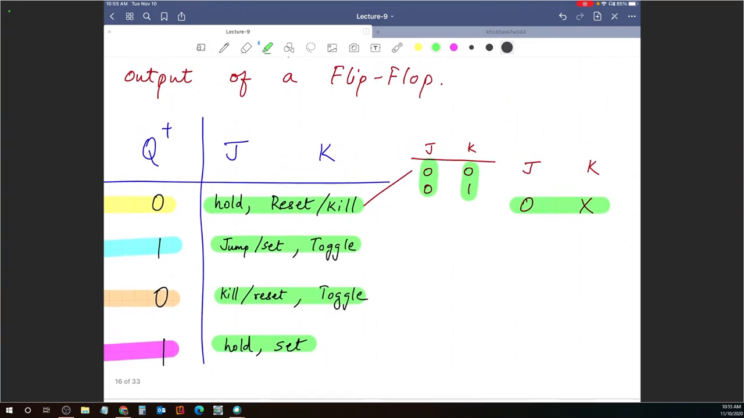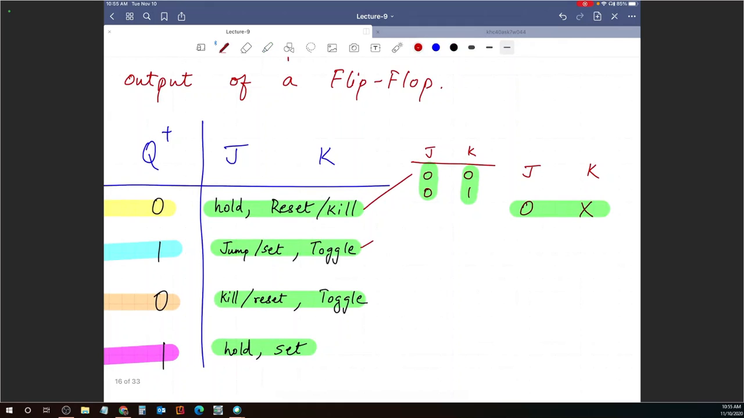Let us continue for the next one. Jump, set. Jump is what? 1, 0. Toggle is what? 1, 1. Which means J has to be 1, K is don't care. This is very important, you guys. So please ask questions if you are not able to follow along here.